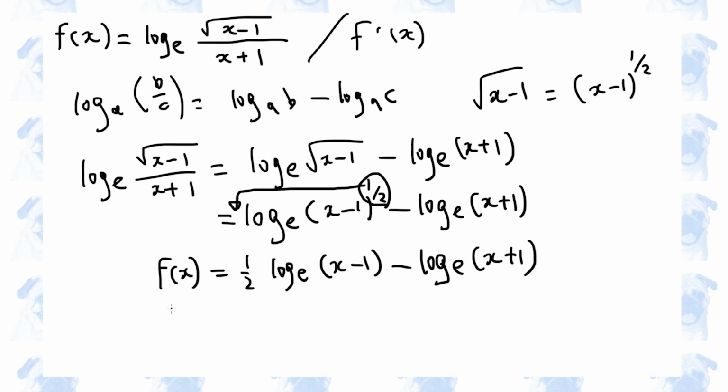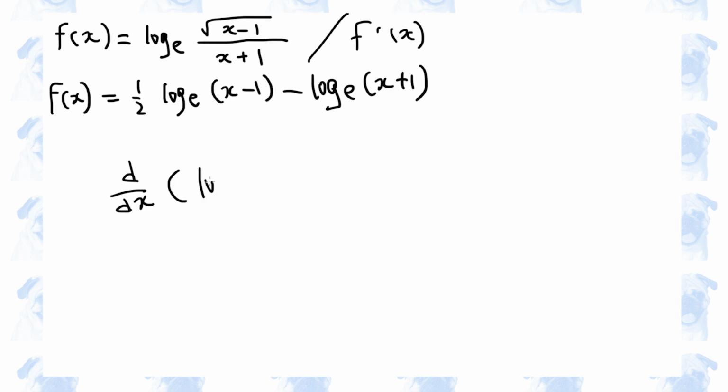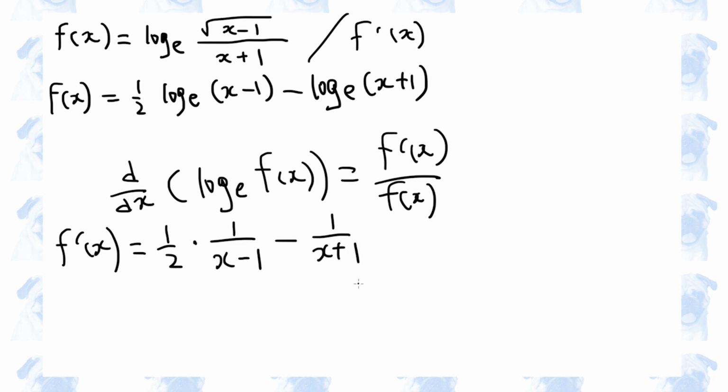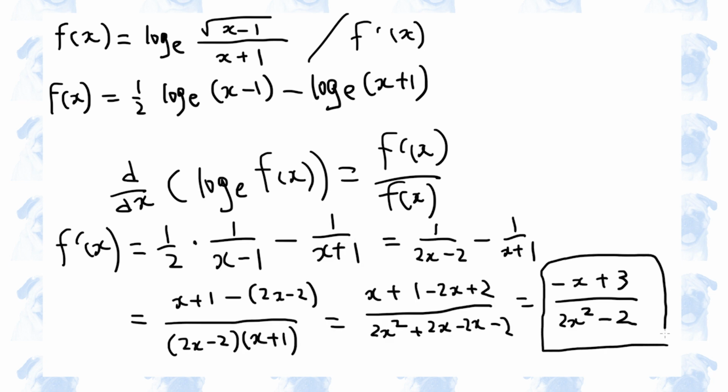And now we are ready to differentiate this function. Recall that the derivative of the natural log of f of x is f dash of x over f of x. So f dash of x is 1/2 times 1 over x minus 1 minus 1 over x plus 1. So this is the final answer.